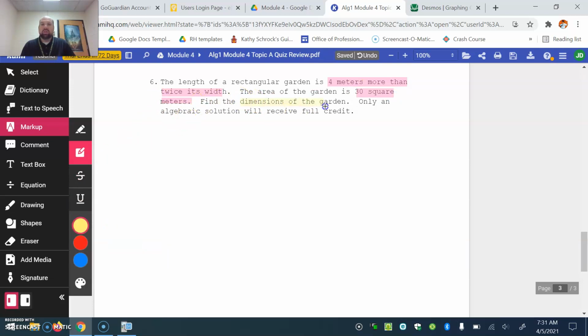Okay, so we're looking for the dimensions. Only an algebraic solution will receive full credit. In other words, some of you might be able to just think about what the correct answer is. I'm going to set this up. So I'm going to pause the recording. When we come back, there'll be some information and then we'll solve it together.